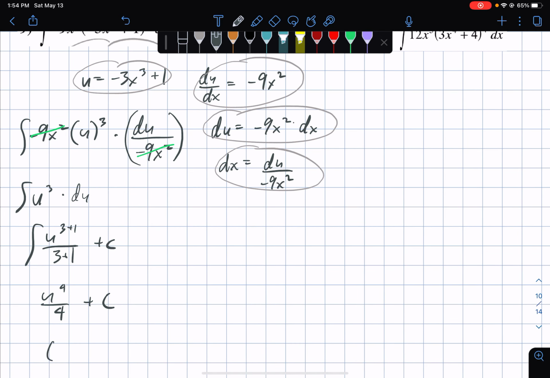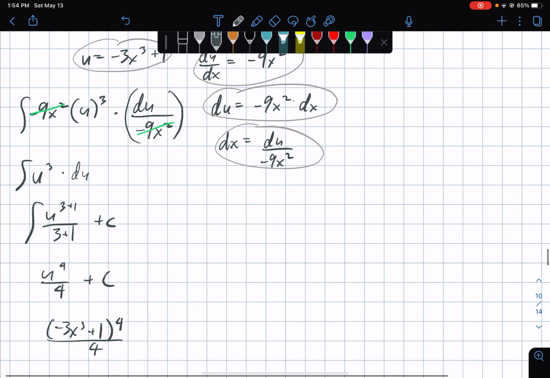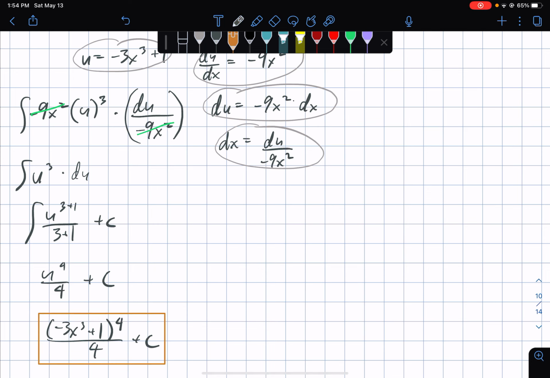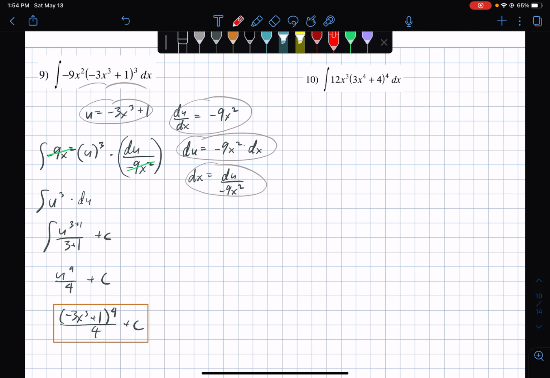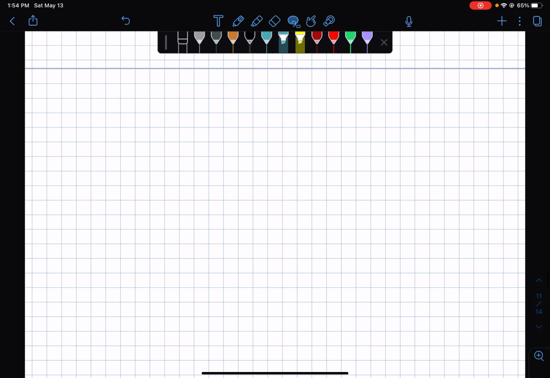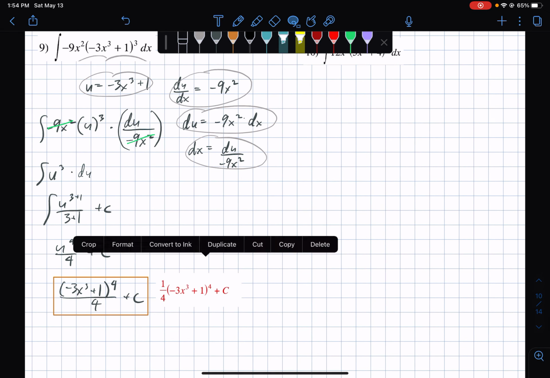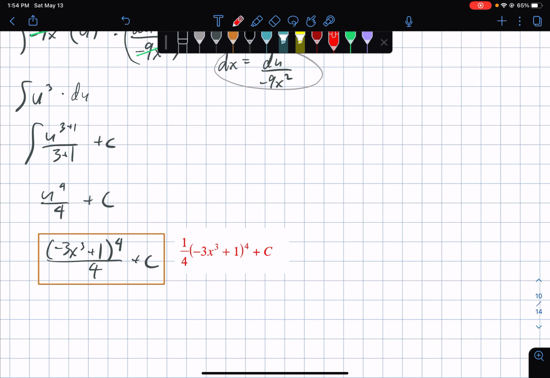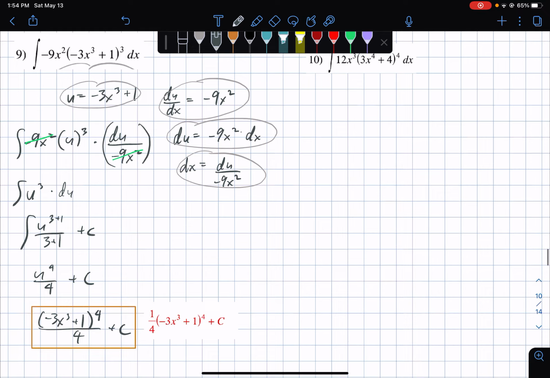Therefore, if you sub it, you can now sub because you already found the power rule of u, the term that is associated with u, and then du becomes c. That's everything that we have to do. So sub u to negative 3x raised to 3 plus 1. So this is the final answer. Let's see if you got it right. Okay, the same. The only difference is the way the fraction is written, but they're the same.